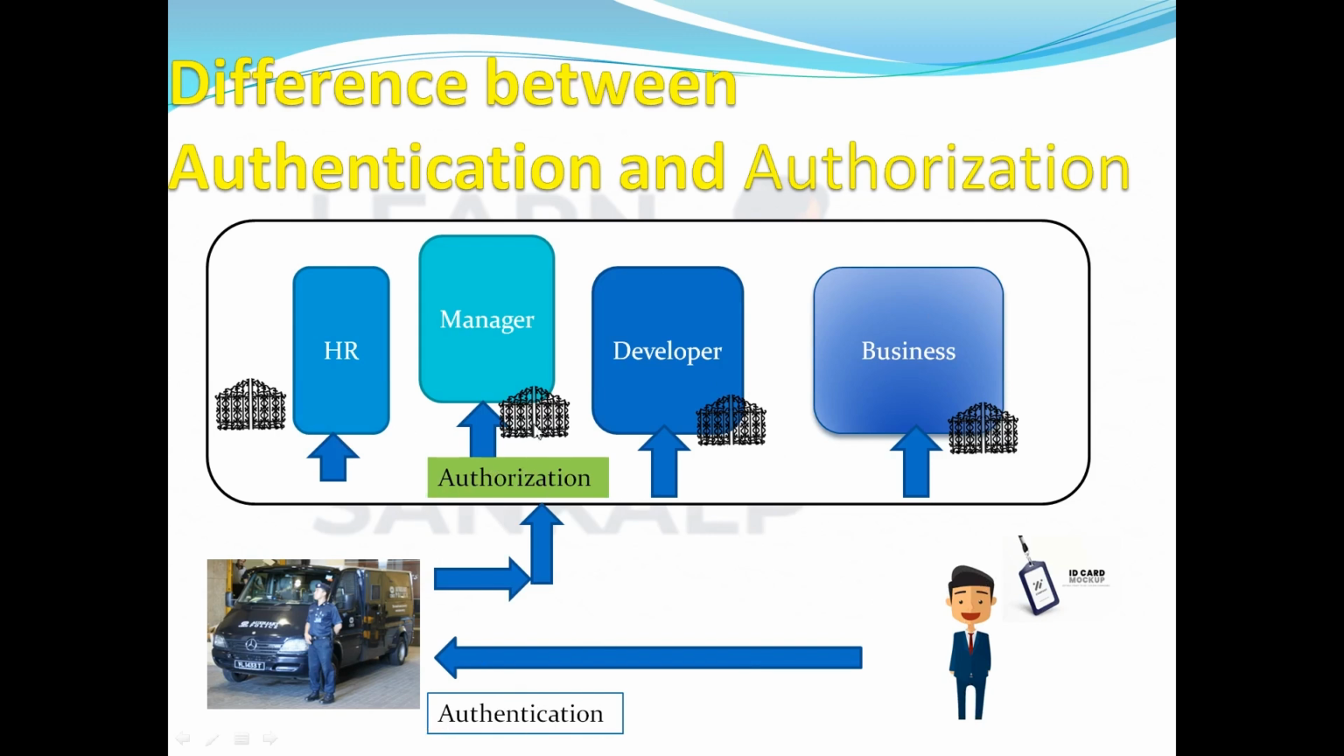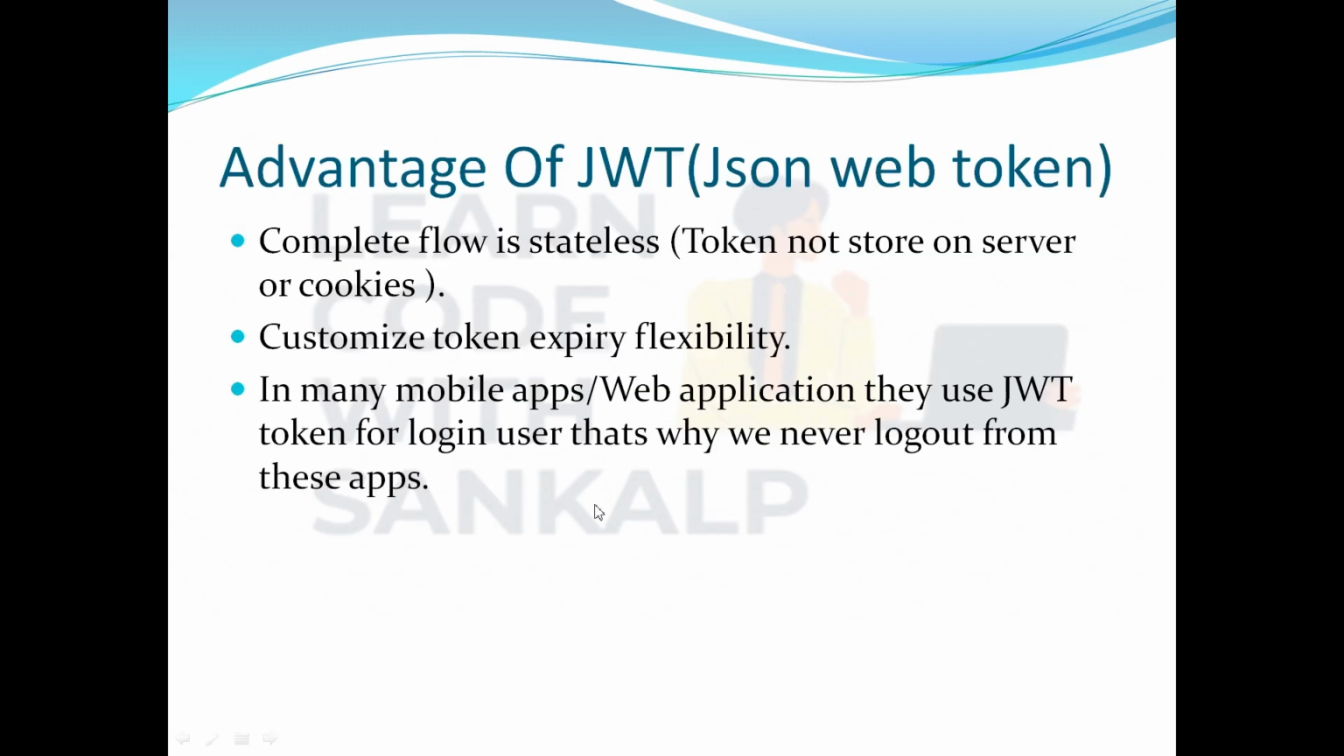Okay, guys. The next slide is about the advantages of the JWT token. A JWT token is a completely stateless flow. Stateless means the token is not stored on the server, in cookies, or in any type of database. The second advantage is flexibility in customizing token expiry. We can configure our token expiry to be 10 hours, 8 hours, or 1 month, or 2 months, or 4 months, or 1 year.